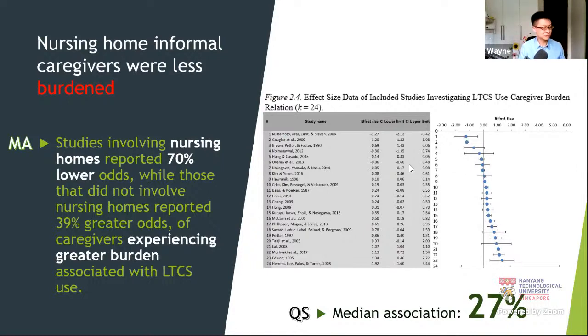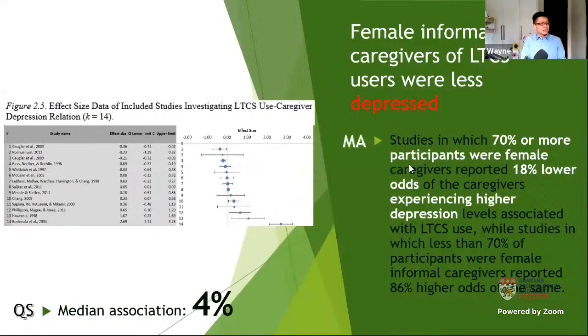Right, so it's almost like saying, in layman's terms, nursing home use seems to reduce the burden of care for a big proportion of caregivers. In this case, in the study, we had 70% of the caregivers. So that was burden. Now, how about depression?